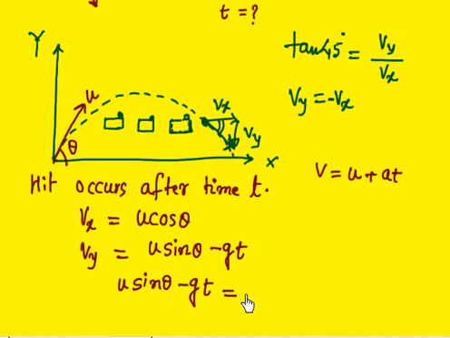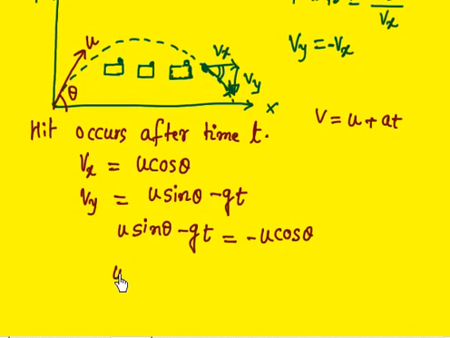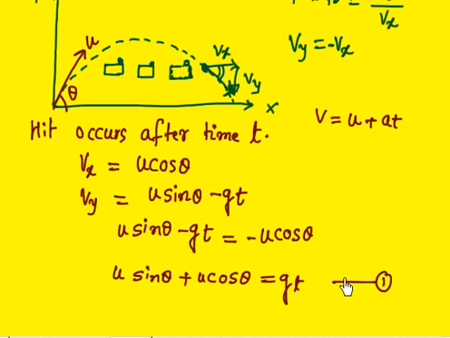This is equal to minus Vx, that is u cos theta. Are you getting or not? So I will have one equation: u sin theta minus g t, u sin theta plus u cos theta, so this is u cos theta. This is equal to g t. So this is your equation number 1.